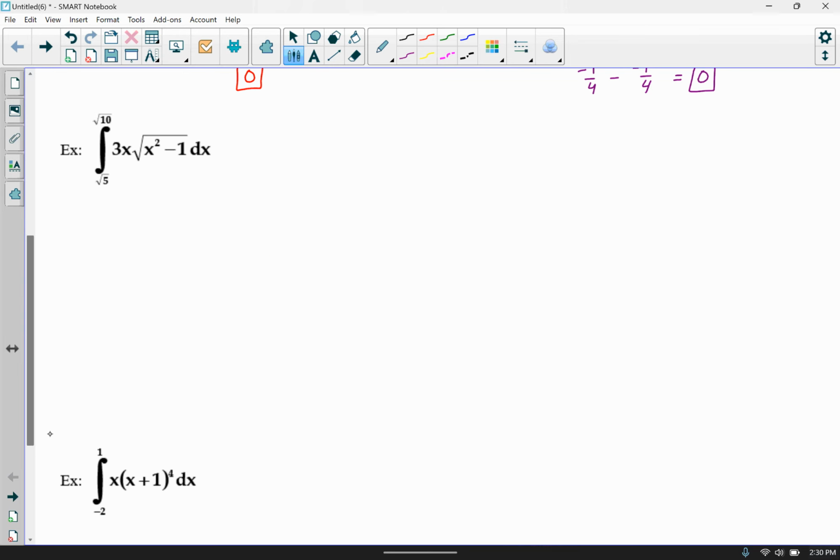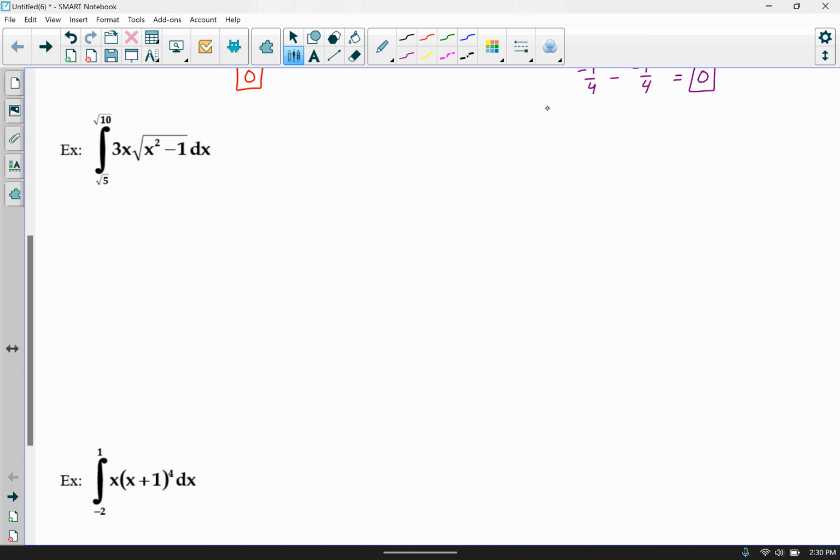In the next example, we are evaluating this from the square root of 5 to the square root of 10 of 3x on the square root of x squared minus 1. So there's no way for me to distribute and just be able to use my power rule, so I am going to need a u substitution here. So picking my u, typically, like we've said before, use the function within a function.